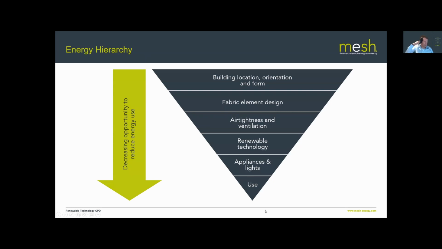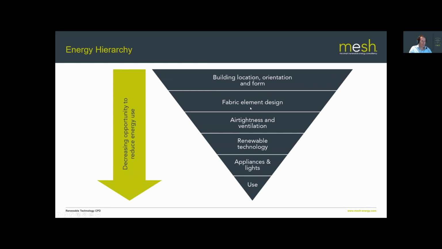So let's talk a bit. We're going to talk a little bit more in detail about that thing that we mentioned before, which is called the energy hierarchy. And the energy hierarchy is sort of summarized in this little table. And really what it does is it looks at the building location, function and form as being the top level, because that's the thing that could have the biggest single impact on a building's energy performance.